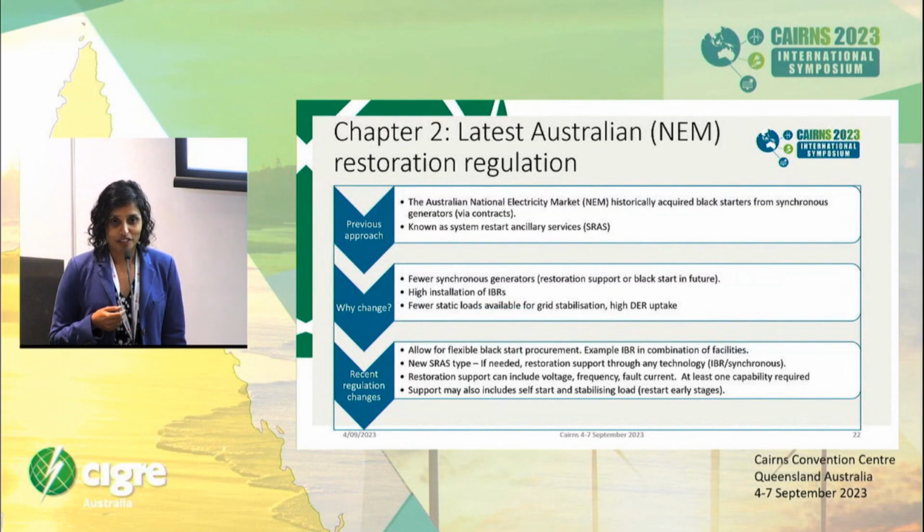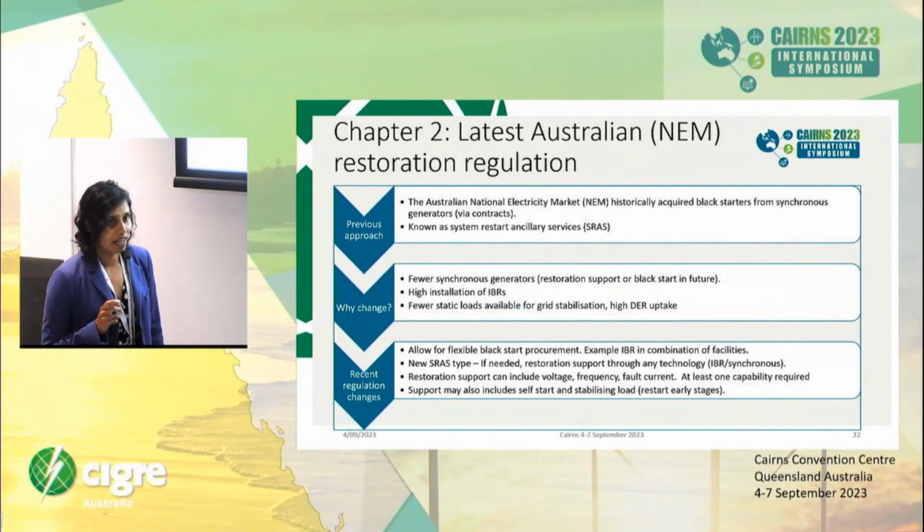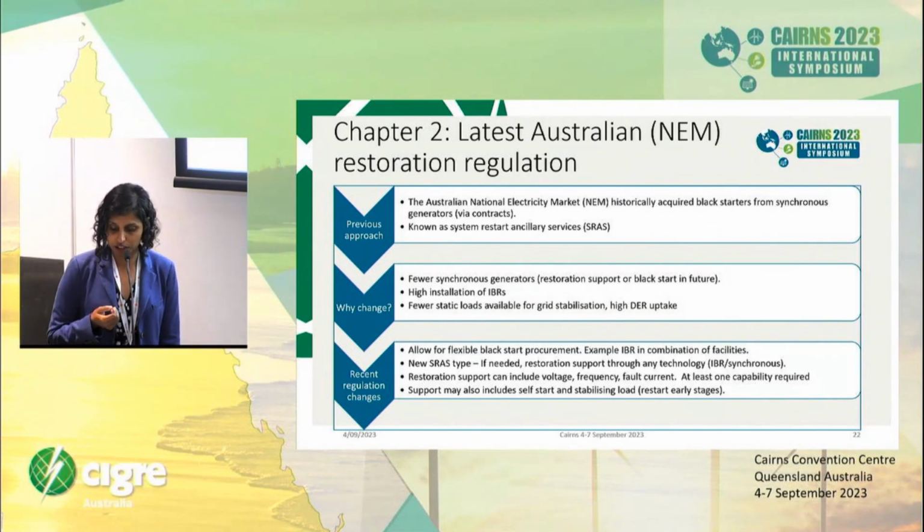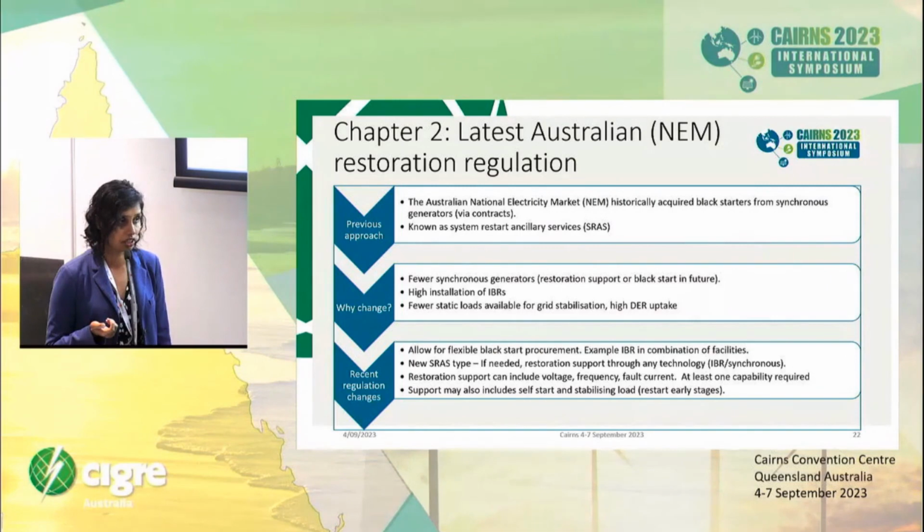So for the next 2 slides, I'll just talk quickly about what's been happening in the Australian national electricity market, which I'm sure everyone knows what that is. There has been a recent overhaul of the system restart regulation a couple of years ago. Historically, as has been the case for other countries, the NEM has acquired black starters from synchronous generators. They are paid contract services, known as system restart ancillary services, so SRAS.